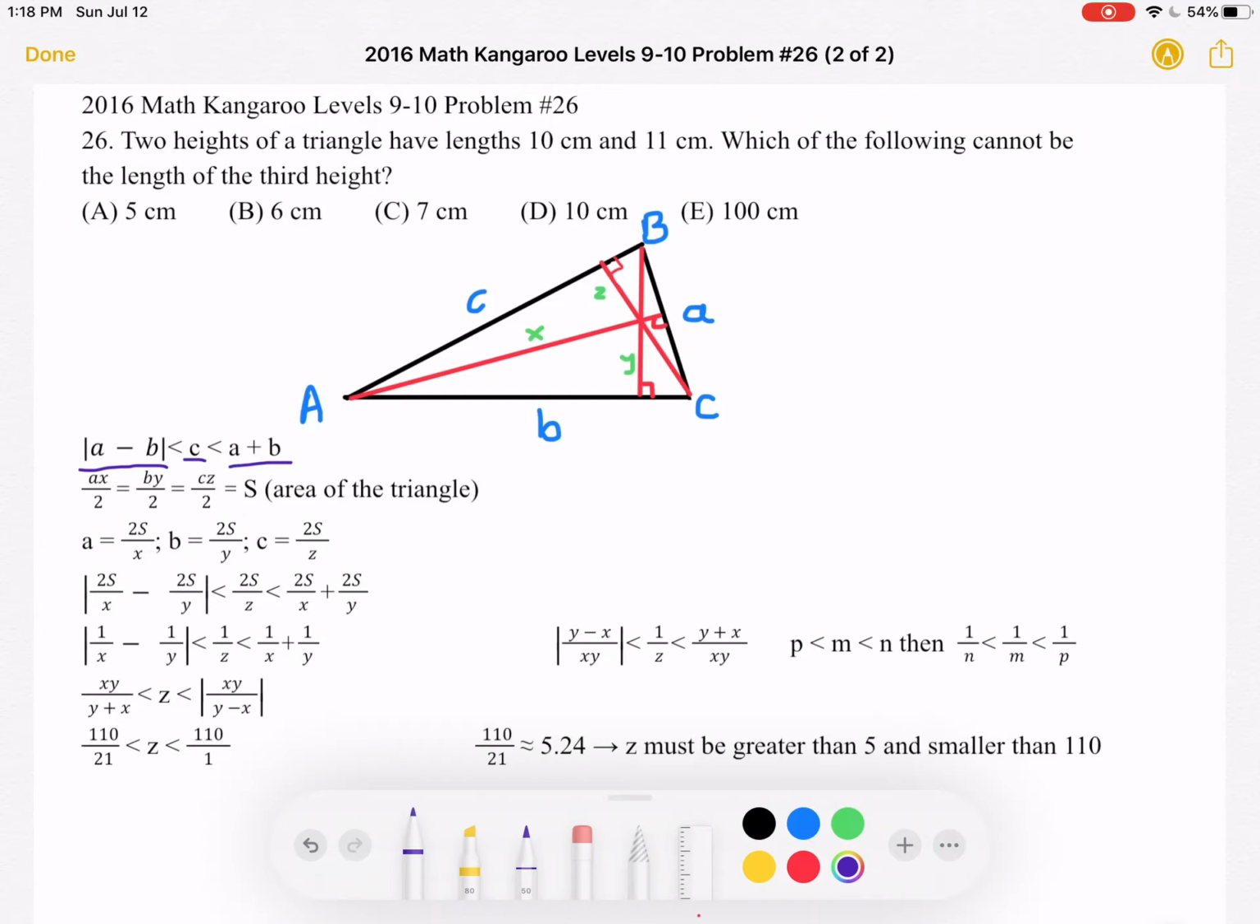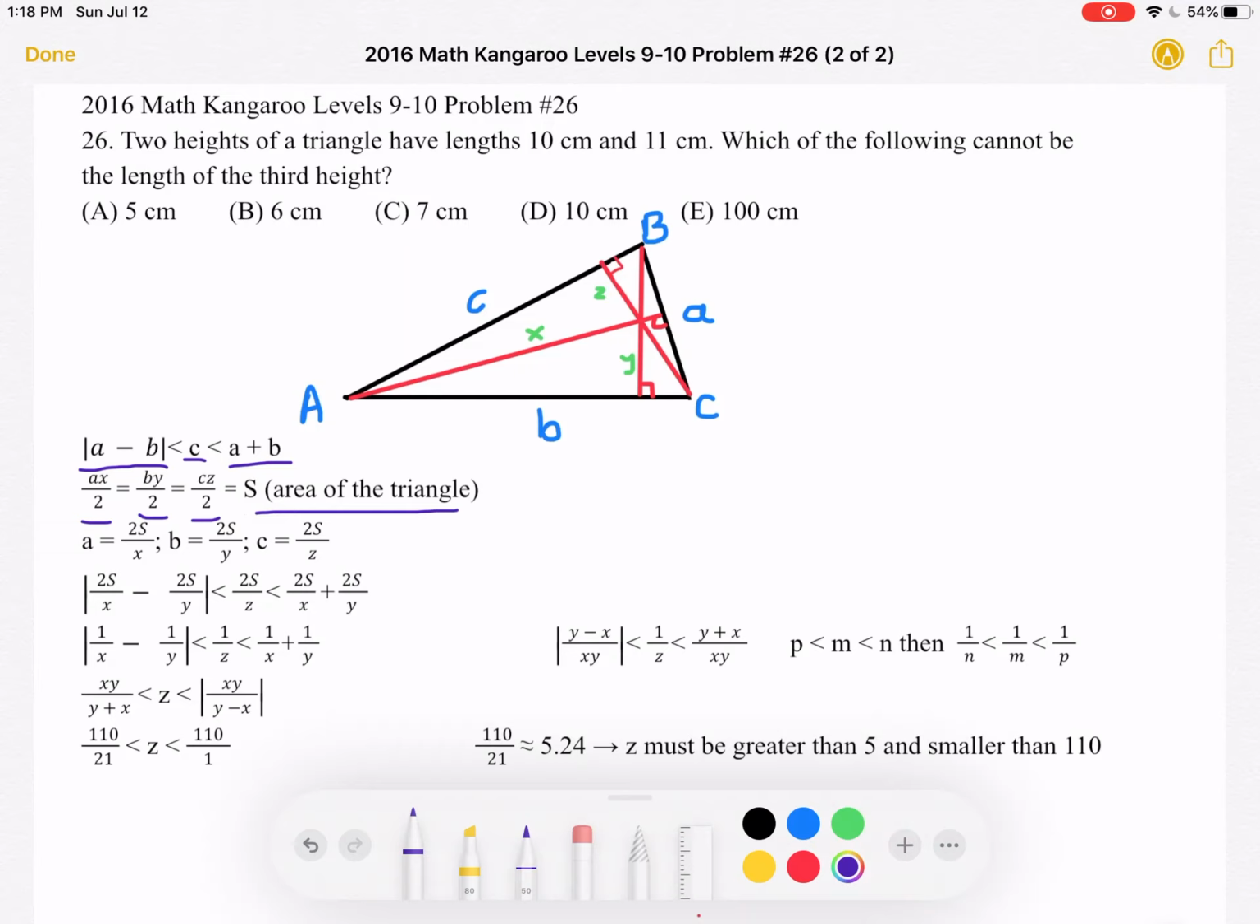So next, we want to relate the sides of a triangle and their heights. What all of these have in common is that they form the area of a triangle. We can write the area as base times height over 2. So it's equal to ax over 2, by over 2, cz over 2, and they're all equal to the area of the triangle, which I have written as S in this case.